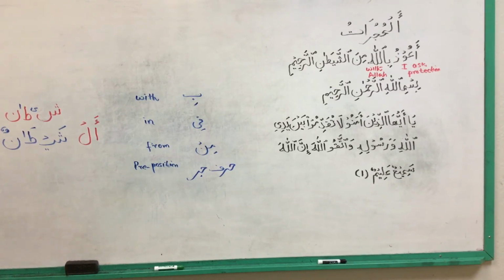Okay? So what will "al" do? First of all, "al" will change two dhammas to one. So now the word became al-shaitanu. This is some specific shaitan, not any shaitan. And this title is given to Iblis.